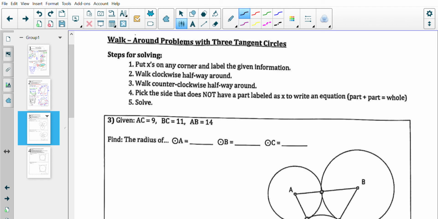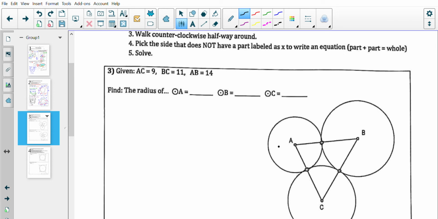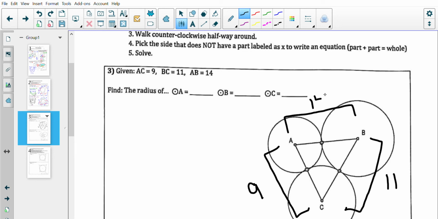So let's go through and label our given information. We have segment A to C is 9 units long, B to C is 11 units long, and A to B is 14 units long. Now, what I want you to realize, we have circle A, we have circle B, we have circle C. What do we know about circles? We know in circles, all radii are congruent in that specific circle, right? So the radii from circle A are congruent, the radii from circle B are congruent, and the radii from circle C are congruent.